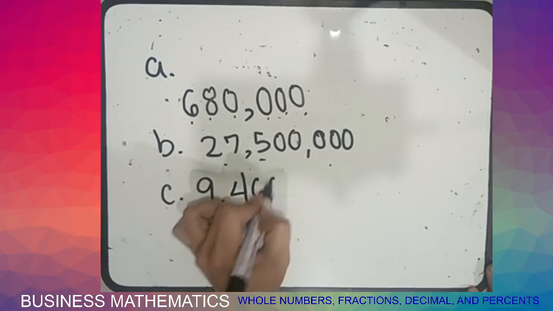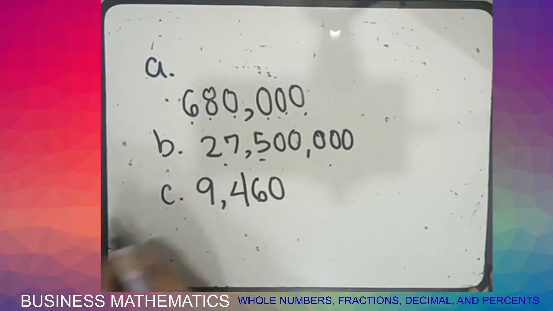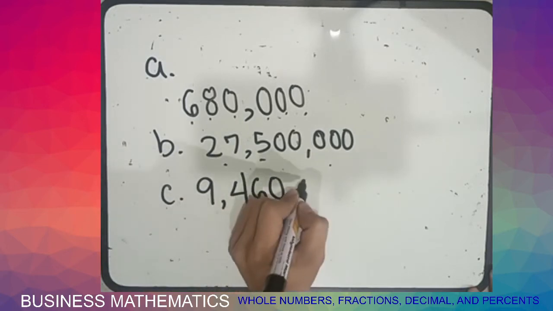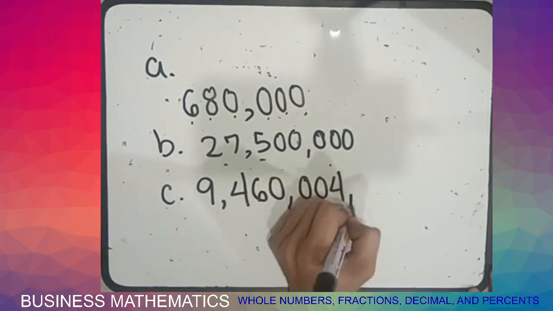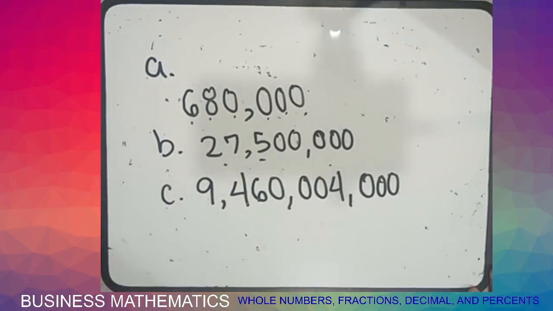Okay, letter C. 9 billion, tapos 460 million 4,000. So, dalawang 0, tapos 4,000. Okay? So, madali lang yung ating discussion ngayon.